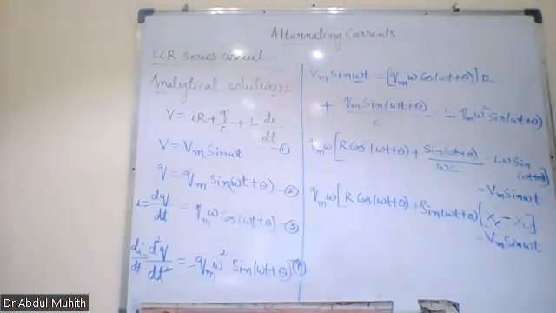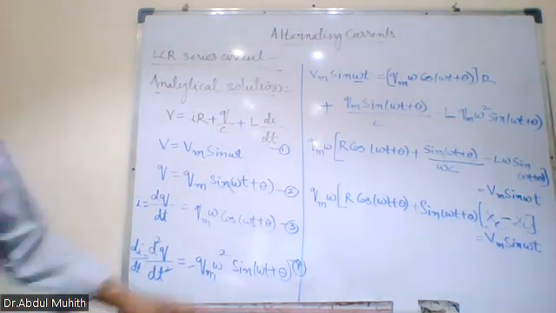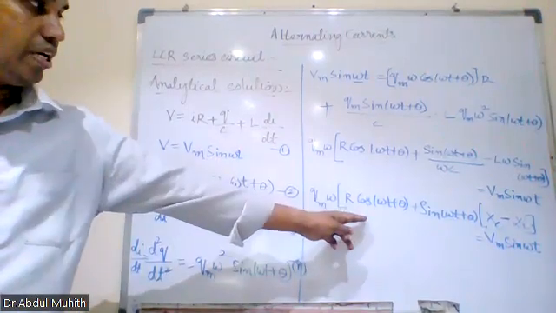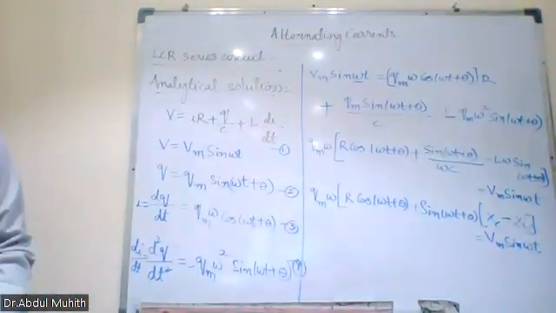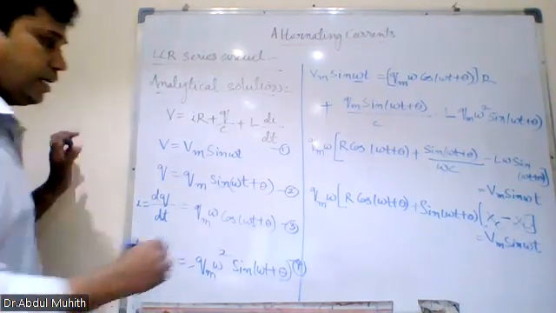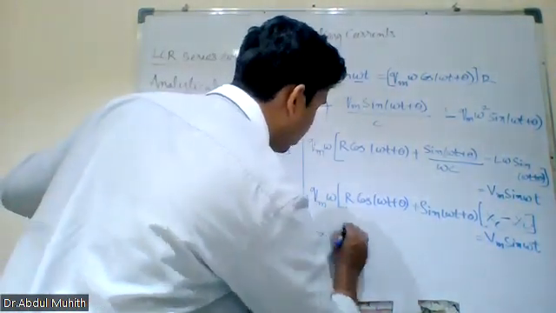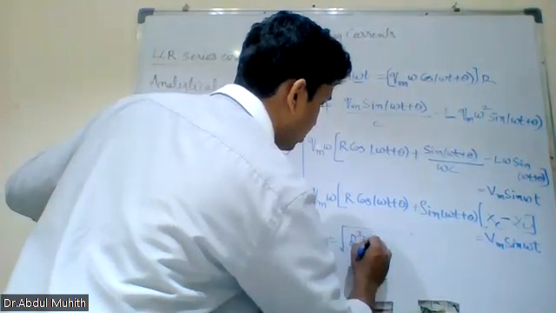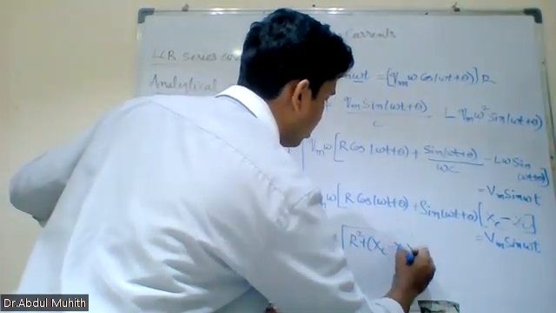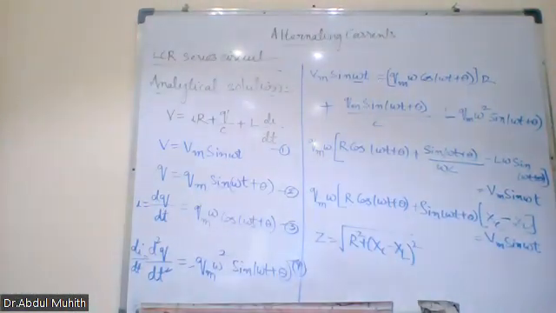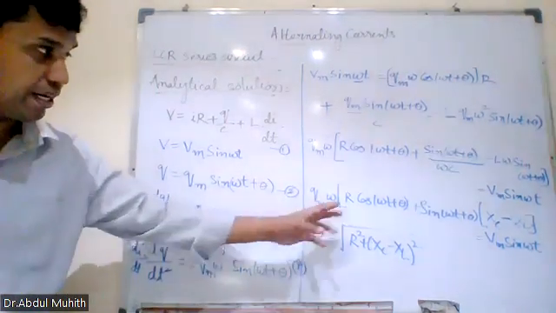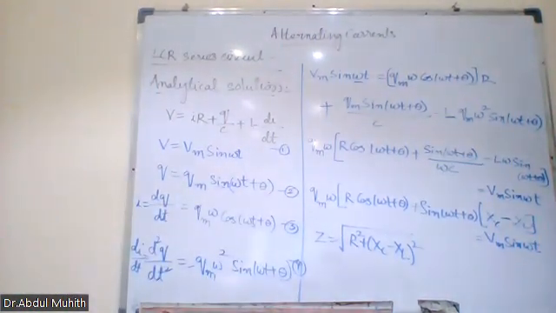Now, so already we have Z. What is Z here? So we got R cos omega t plus XC minus XL sin omega t. Z equal to under root of... Z is impedance. R square plus XC minus XL whole square. That is the impedance thing. Now we are going to multiply with the numerator and divide it.